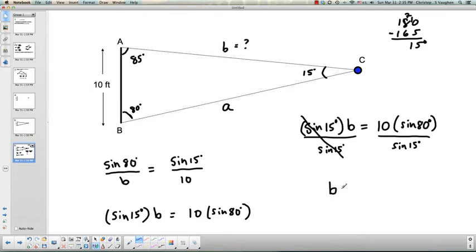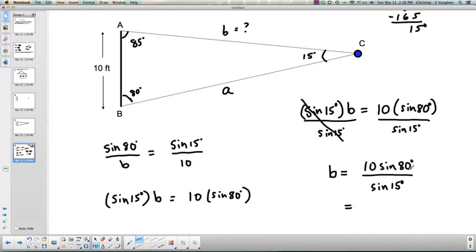Divide both sides by that one number, and that would cancel out. So finally I can say that b is 10 times the sine of 80 degrees. I don't really have to put the parentheses. It's understood to be multiplication when they're next to each other like that, divided by the sine of 15 degrees. All right, so let's get the calculator out and figure out what that is. Okay, so you see that I have 10 times the sine of 80 divided by the sine of 15, and those angles are measured in degrees. So I'm going to go to the calculator.